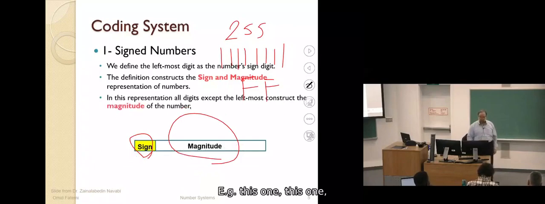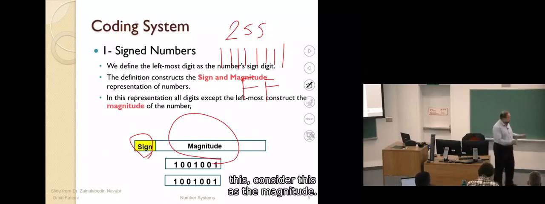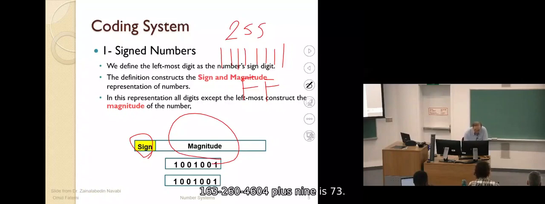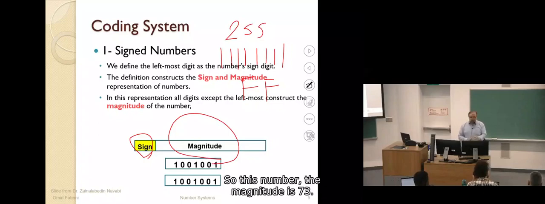For example, this one, consider this as the magnitude. How much would it be? Let's see, 1 plus 2, 4, 8, 1 plus 8, 9, 16, 32, 64. 64 plus 9 is 73. So the magnitude of this number is 73.